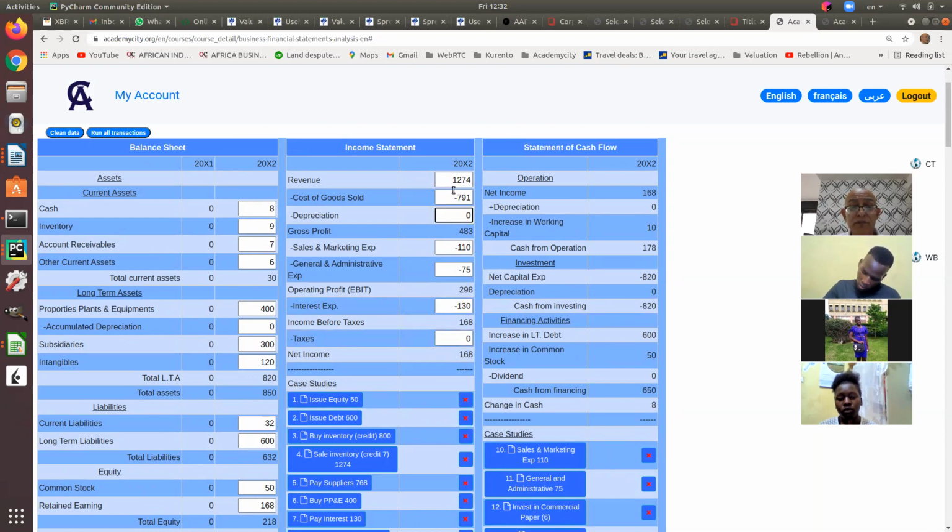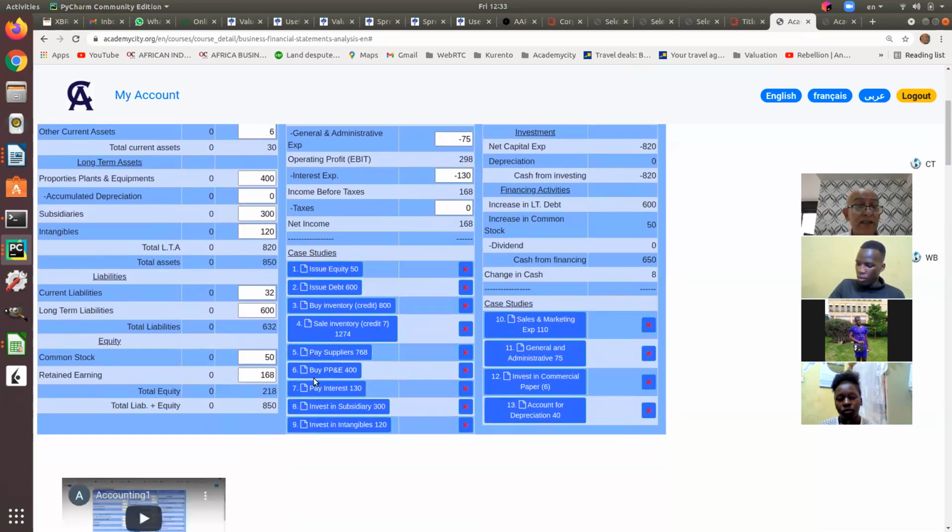The depreciation will be in the income statement. So my profit will go down by 40. The assets will go down by 40. Therefore, total assets will go down by 40. My profit will go down by 40. Therefore, my equity will go down by 40. Again, the accounting identity will remain.